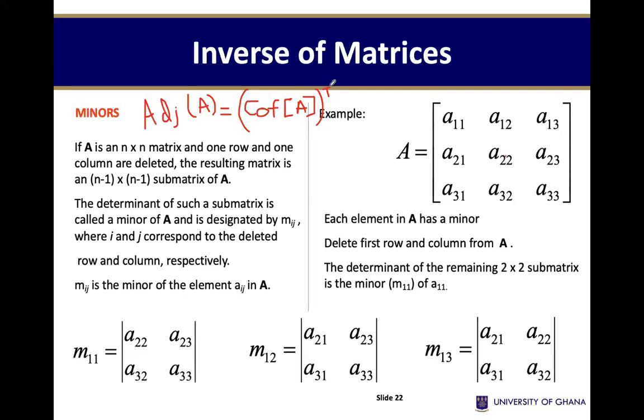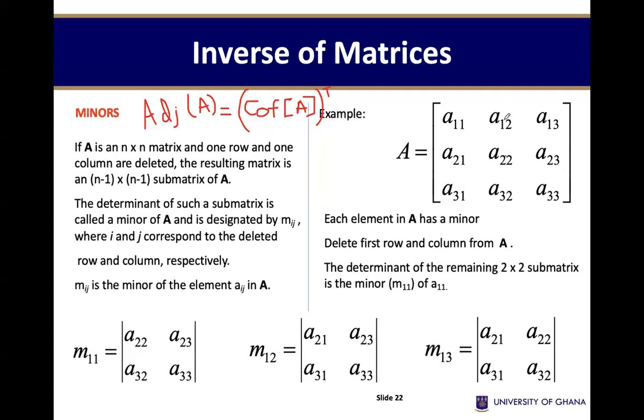So how do you find the cofactors of A? That's what we have got into. To find the cofactors of A, the first thing you need to do is find the minors of the matrix A. The minors of the matrix A is what we are looking at now.